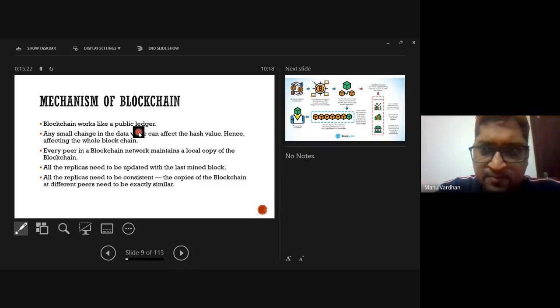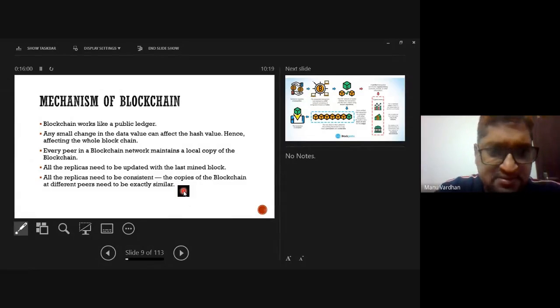Then we have the blockchain mechanism. Blockchain works like a public ledger. Any small change in the data value can affect the hash value, hence affecting the whole blockchain. Every peer in the blockchain network maintains a local copy of the blockchain. All the replicas need to be updated with the last mined block, and all the replicas need to be consistent. The copies of the blockchain at different peers need to be exactly similar.